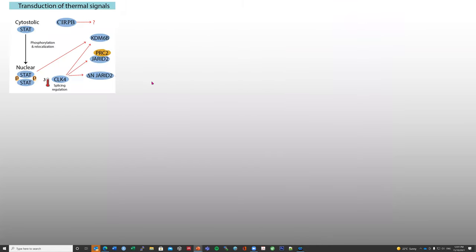So the next step in our research is to look at the transduction of thermal signals. So once the thermal signal's been captured, how is it transduced to feed into the epigenetic mechanisms that then regulate the sex genes, switching them on or off? And this is a really complex area. And we've got some candidates that we're going to look at.